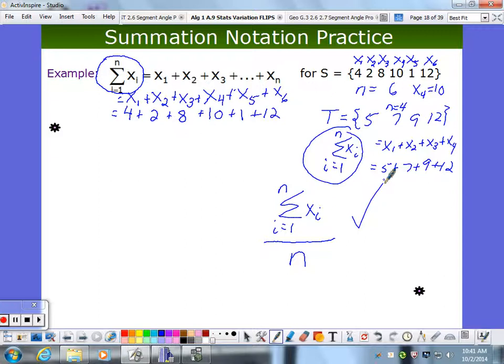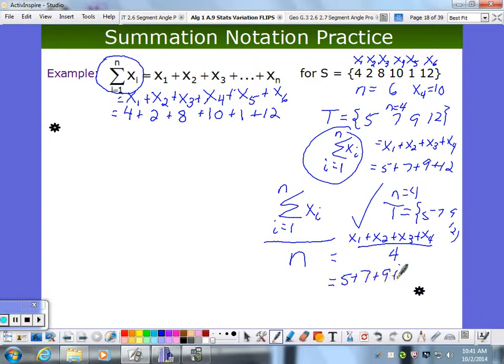No? So let's do this example here, using a smaller one. If this is my set of data, 5, 7, 9, 12, let's expand this out. This says add x sub 1 plus x sub 2 plus x sub 3 plus x sub 4, right? Isn't that what that means? My n is 4. And then what am I dividing by? 4, because n is 4. And I know what x sub 1 is, I know what x sub 2 is. Oh my goodness, isn't that mean?